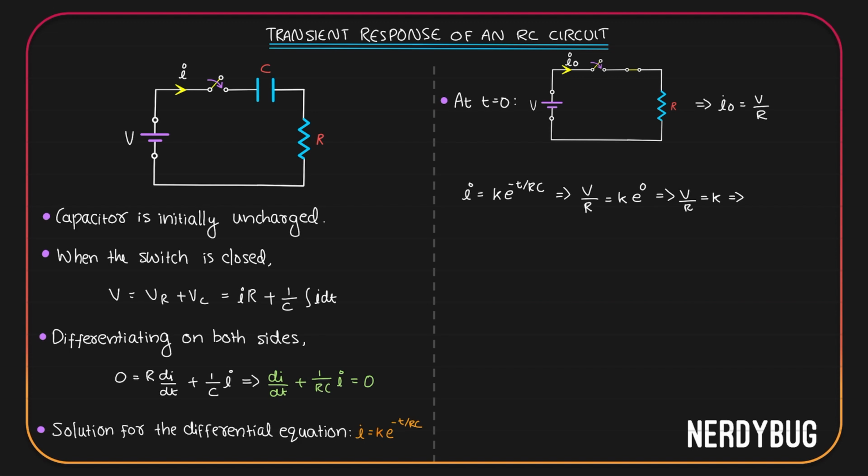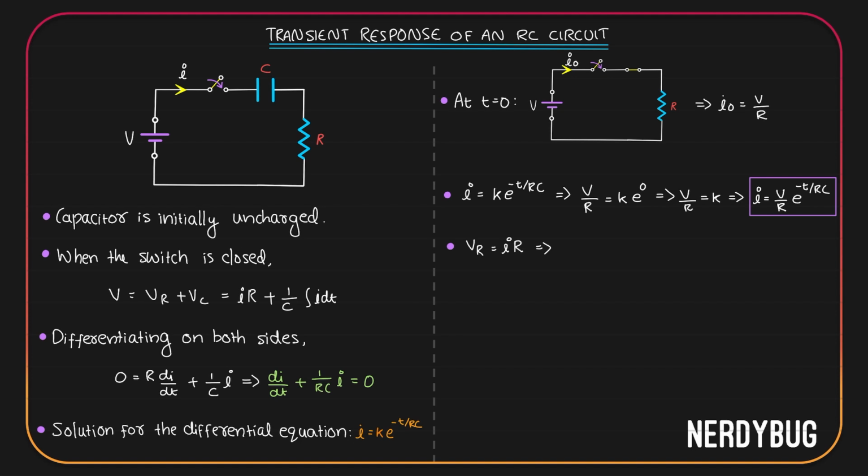This means the current in the circuit can be written as V by R e to the power minus t by RC. All I have done is I took the expression for I and replaced K with V by R. Now let us write an expression for the potential drop across the resistor, that is VR. VR is I multiplied by R according to Ohm's law.